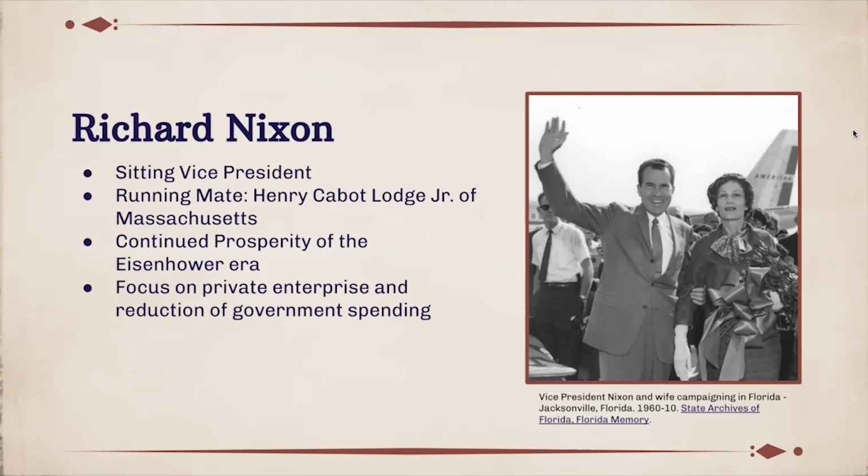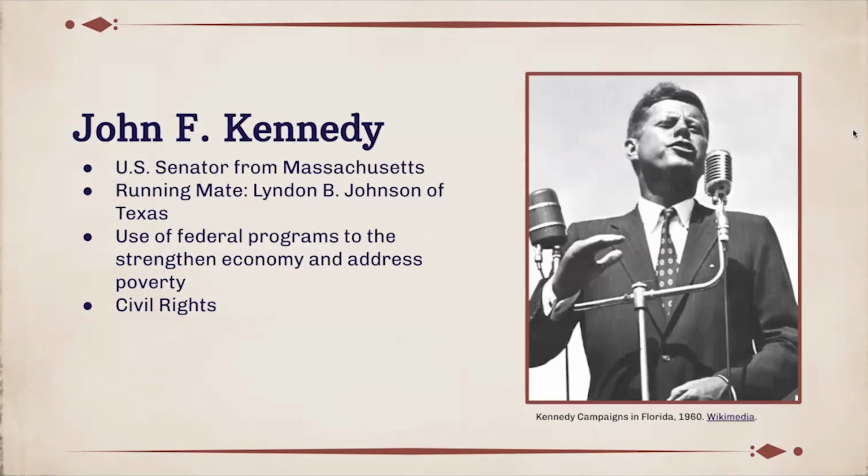His running mate is Henry Cabot Lodge from Massachusetts, and another prong of his campaign is that he wants to reduce the amount of government spending. It had been pretty high since the Great Depression. He has come up in a couple of presidential elections, if you remember from last week. And he again is taking the position to reduce how much the federal government is spending. This is in sharp contrast to John F.